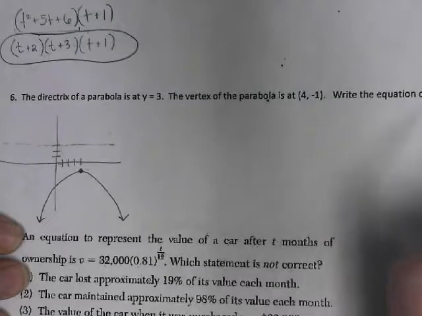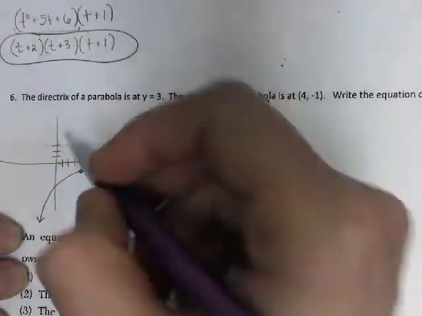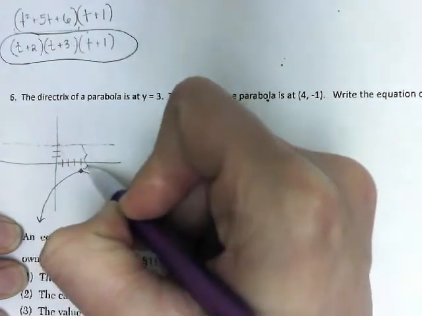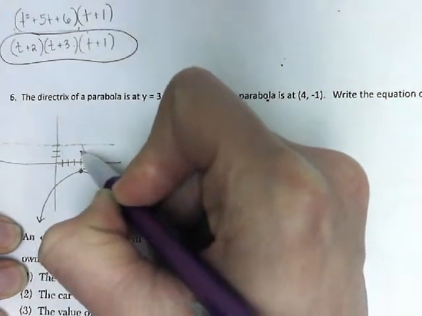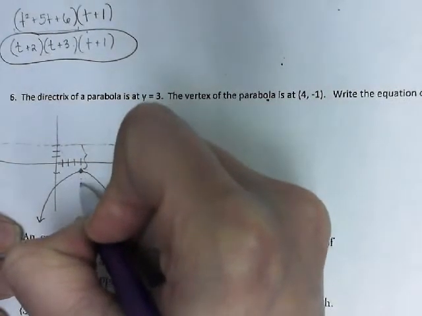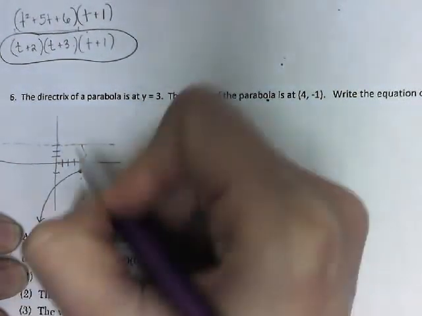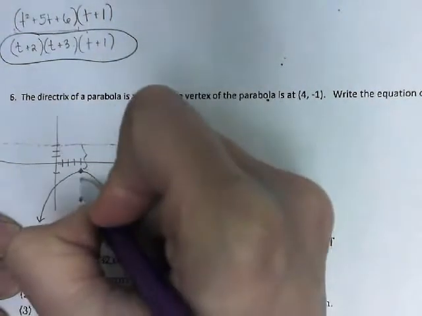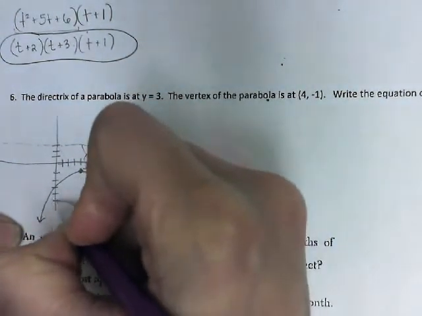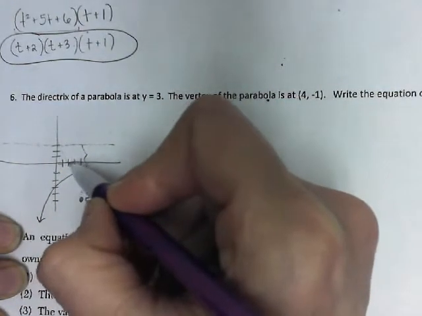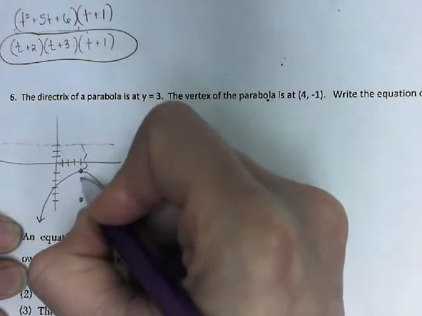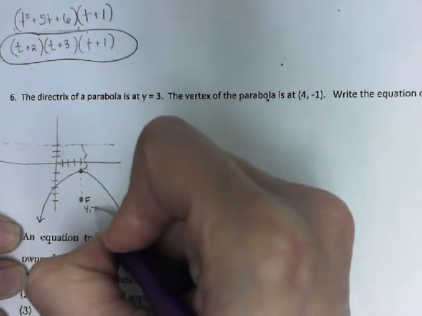And our focus, in order to write the equation, we always need a focus. The focus is always an equal distance away. So this right here is 1, 2, 3, 4 units. So I need to go 4 units down, 1, 2, 3, 4 units down, and there's my focus. So that's going to be at 4, negative 1, 2, 3, 4, 5.